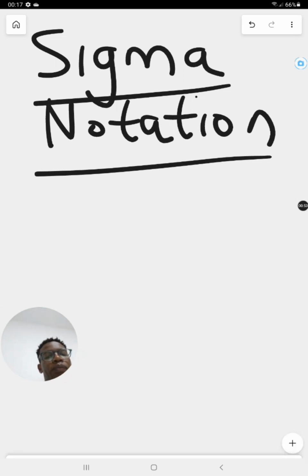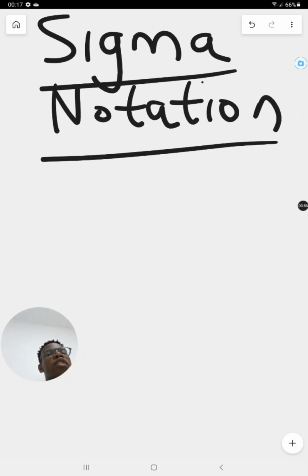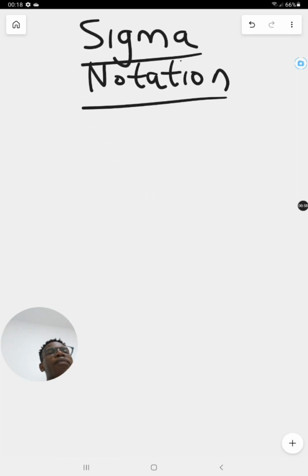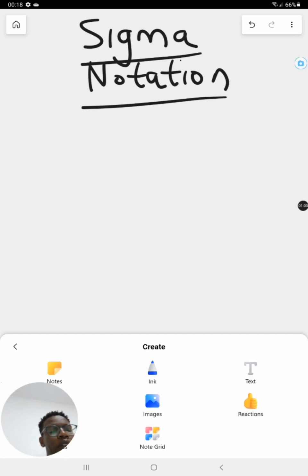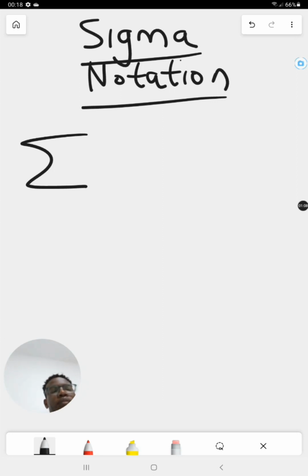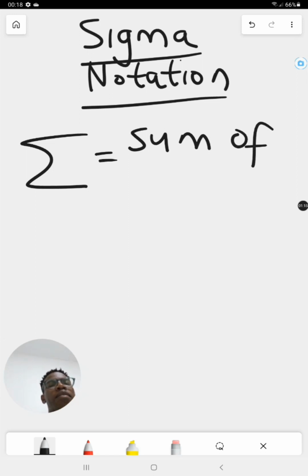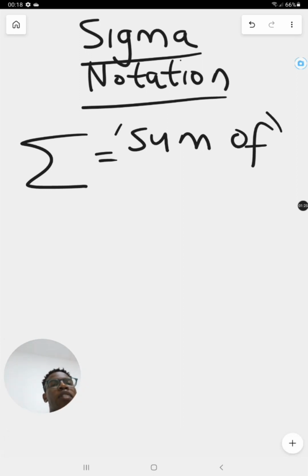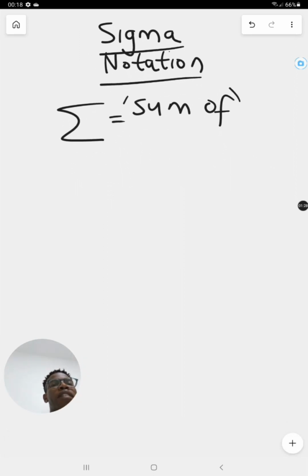Okay, so what is sigma notation? Let me just zoom out a bit. Well, sigma notation is as follows. I'm sure you have seen this sign before. Now, this sign simply means the sum of. It means that whatever comes after the sign, you're supposed to find the sum of that thing. Okay, so I'm gonna go through a couple of examples just to make this make sense.